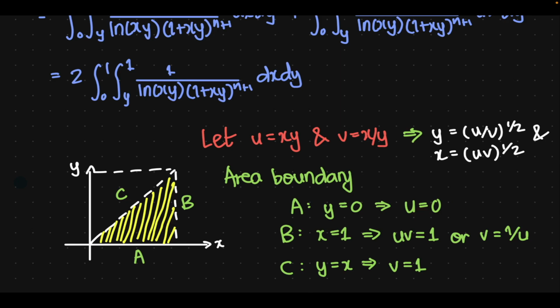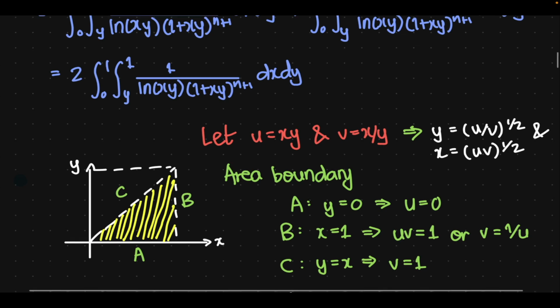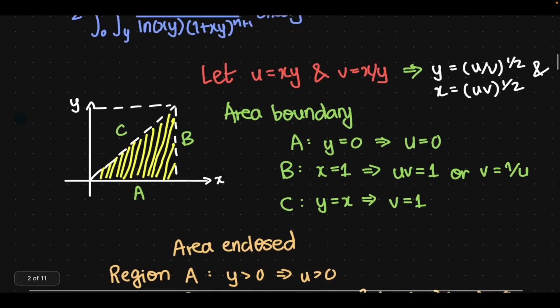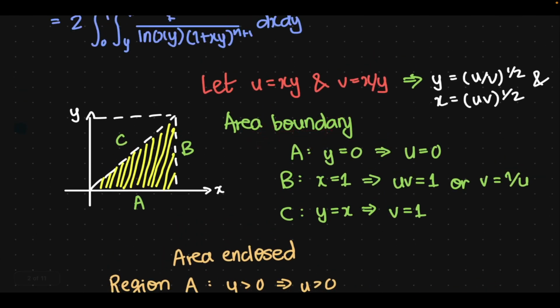Fair enough. B, the line segment B, is actually x equals 1, because this point is 1. So that means uv is 1, and I suggest you do these to verify this for yourself. And then v is 1 over u. Fair enough. With C, we have x equals y, which is this diagonal line, and that gives us v equals 1. That's just the area, right? That's the boundary of the area, rather.